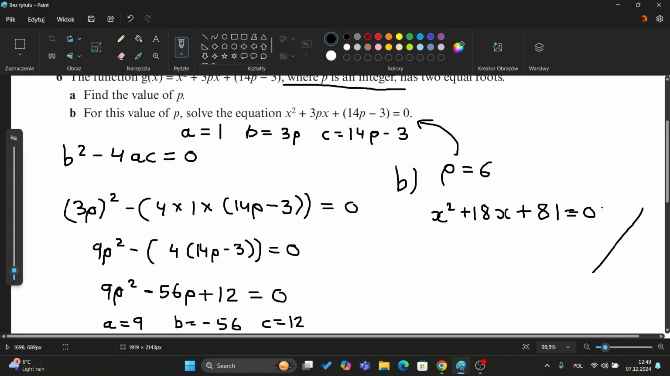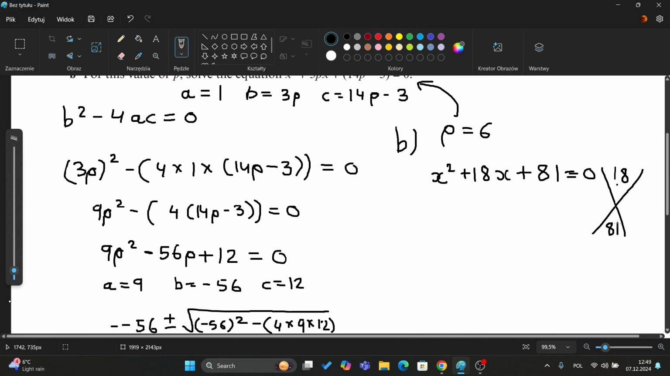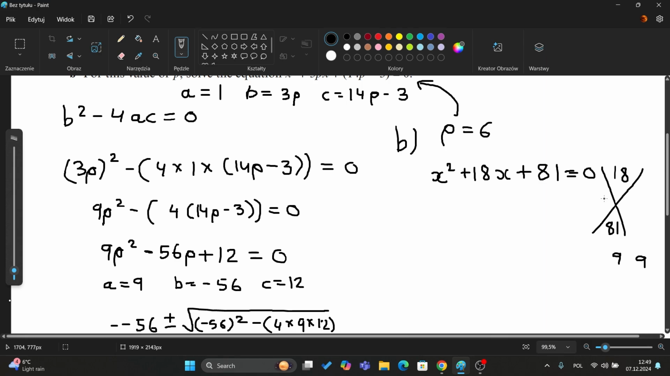And here we can use factorization, so we write out all the possible factors of 81, but it was easy, it's going to be just 9 and 9, so x plus 9, x plus 9, and we solved it. It is x equals minus 9, because both of those will give us x plus 9 equals 0, so solving that will give us minus 9 twice, which means that this is a repeated root of minus 9.